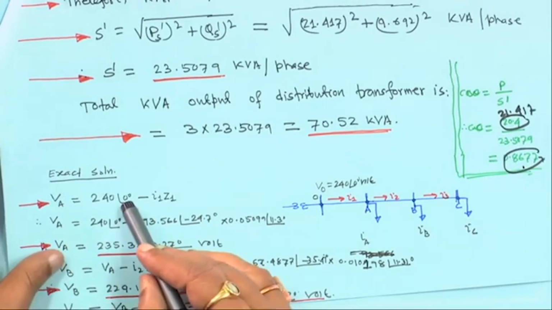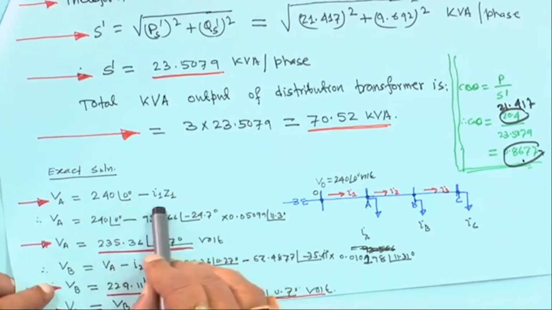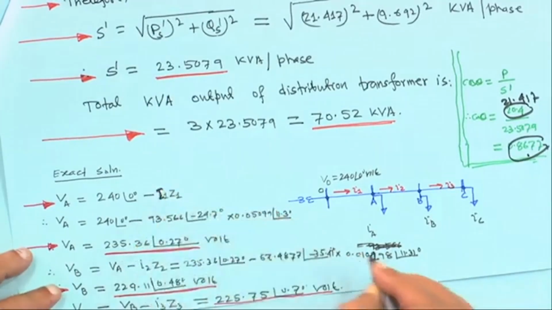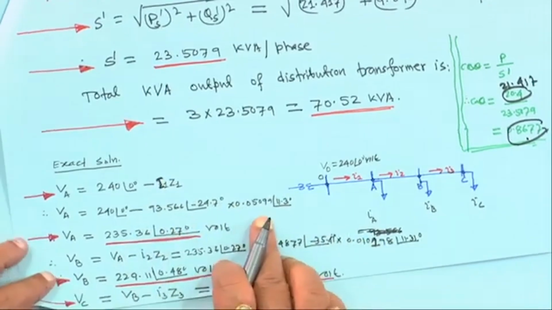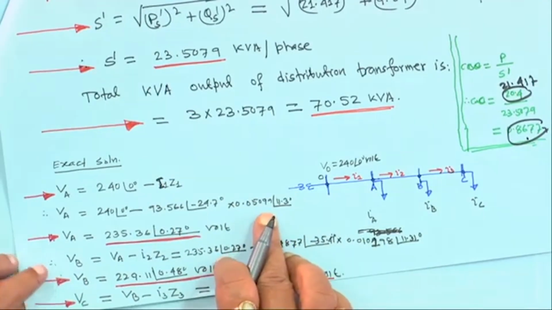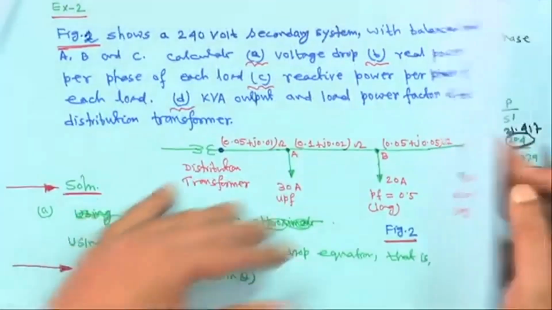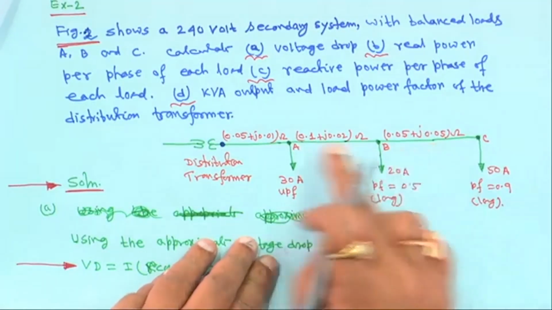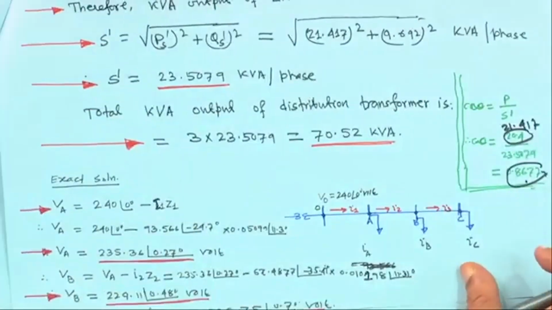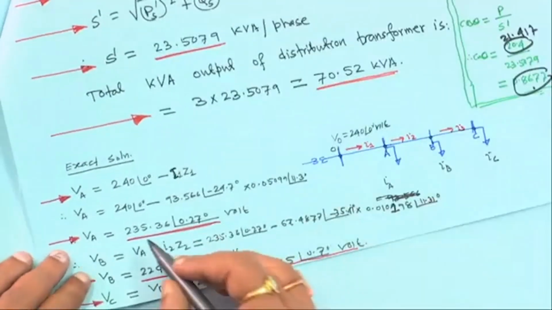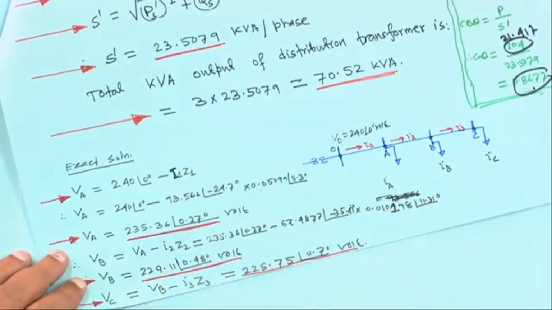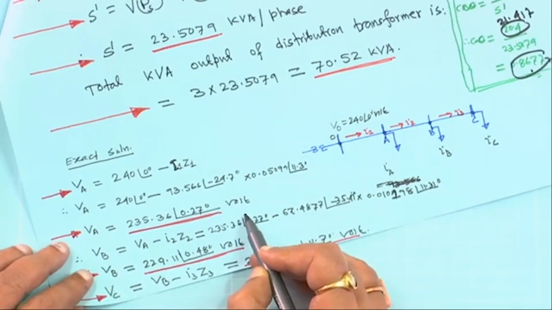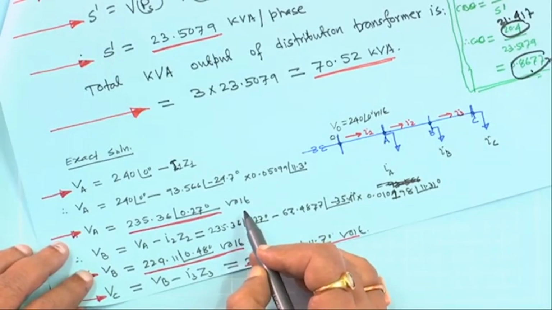VA, the substation voltage, is 240 angle 0 minus I1 Z1, where I should make it capital I1 Z1. I1 is known, Z1 is also known, everything is given, all data and parameters. This is Z1, this is Z2, this is Z3, right. If you simplify, you will find VA will become 235.36 angle 0.27 degree volt. You check all the calculations, I hope they are correct, but you should check them.